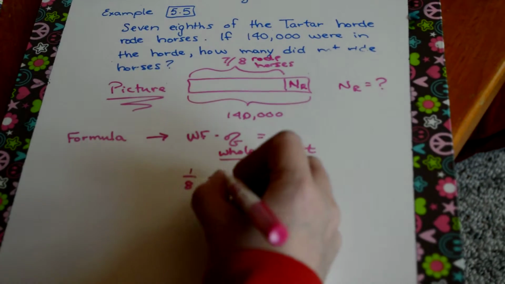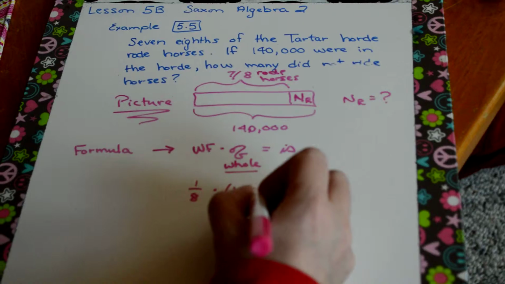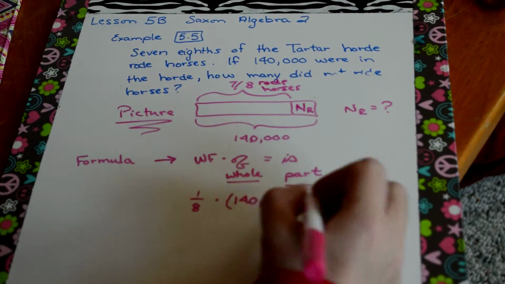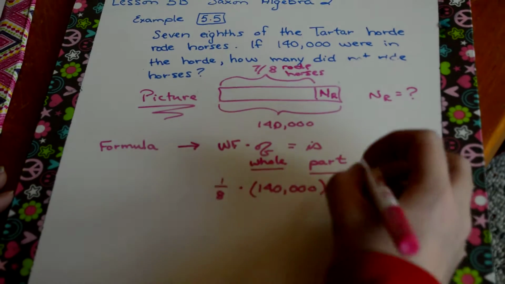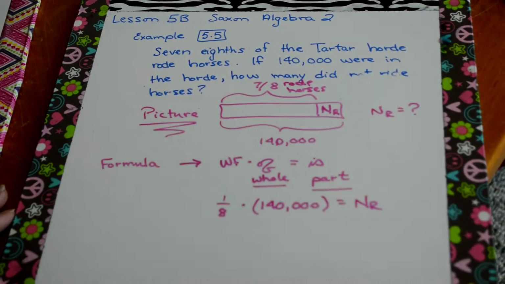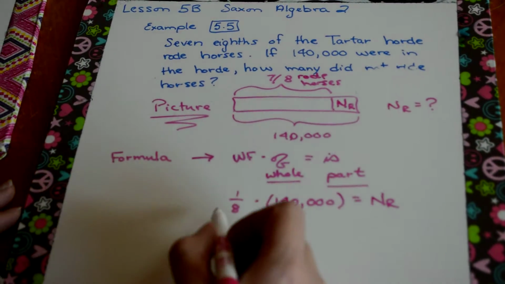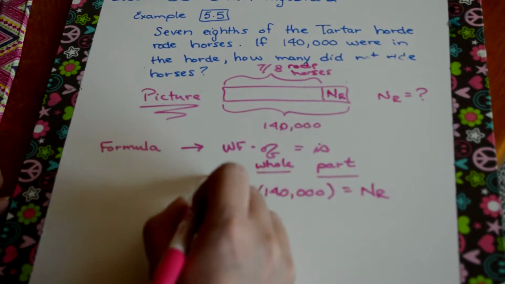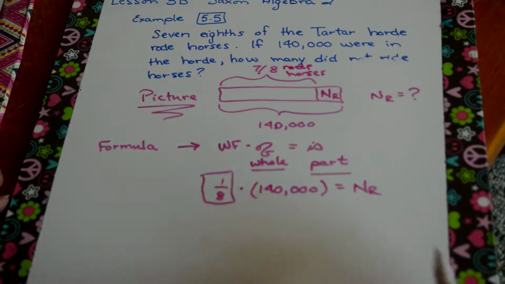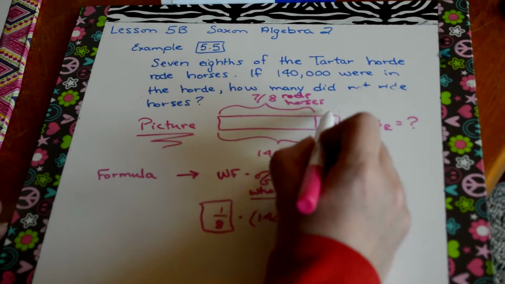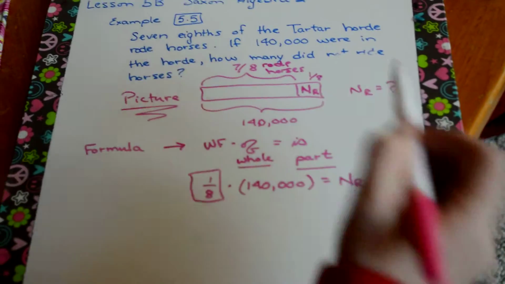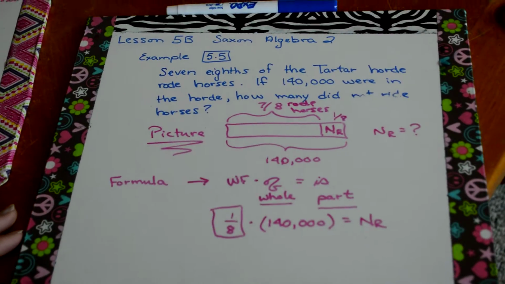So in this case, we know 1/8 is our fraction of the whole. We know the whole is 140,000 horses. And we are trying to figure out how many did not ride. The reason I chose 1/8, if you couldn't already figure it out, was that when I drew my picture, I knew that this was 7/8, and so I knew this little part must have been 1/8.